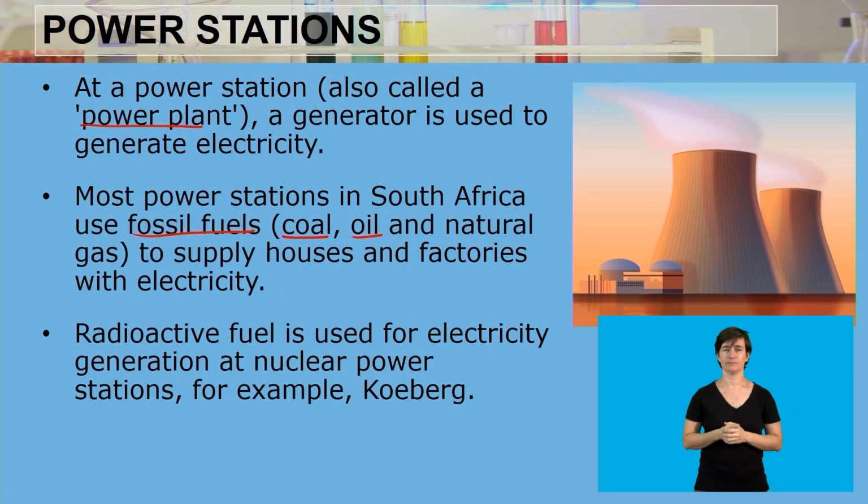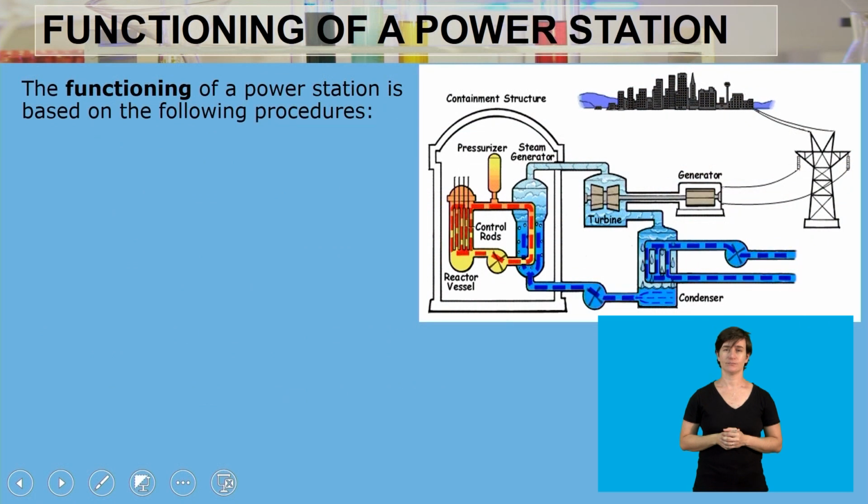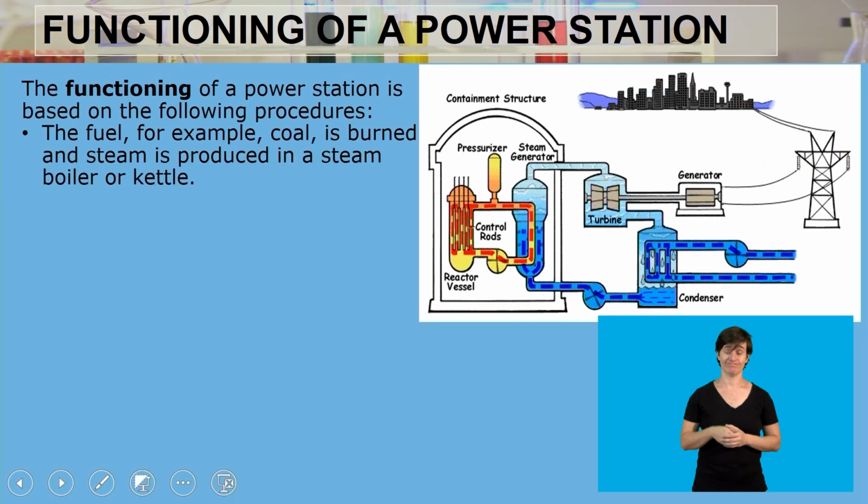Radioactive fuel is also used for electricity generation at a nuclear power station, which we also have somewhere in Cape Town, known as Koeberg. Furthermore, how does a power station function? The functioning of a power station is based on the following procedures.